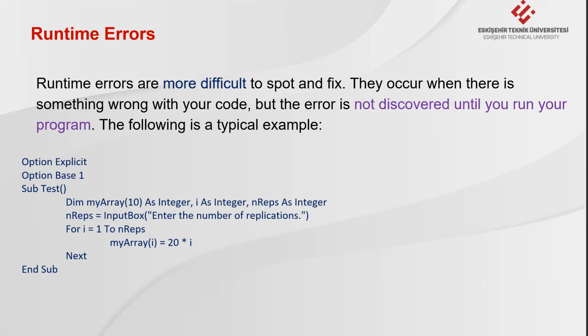Runtime errors are more difficult to spot and fix. They occur when there is something wrong with your code, but the error is not discovered until you run your program. Everything seems good, but when you run it, you are going to see your error. That's why it's called a runtime error. The following is a typical example. I would like to give you a minute to look, and if you try to find where the error is, please tell me. Try to find where the runtime error may occur here. Try to spot it.